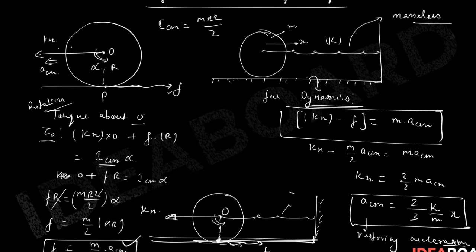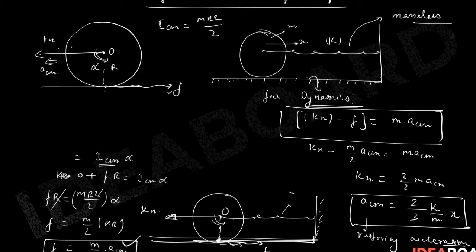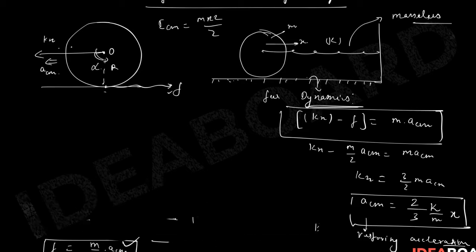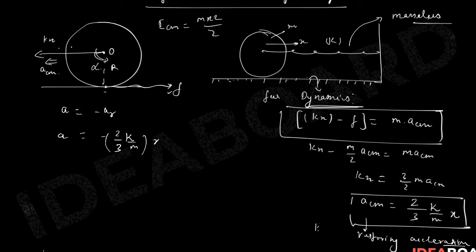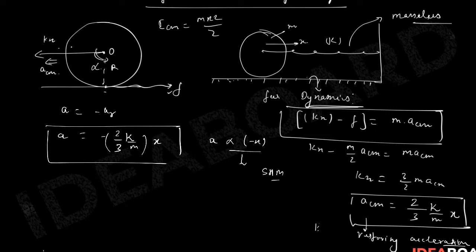So our acceleration in SHM will be given by minus ACM. That means A is equal to minus of A restoring. So A will be equal to minus 2 by 3 k by m into x. Now clearly you can see that A is proportional to minus x. That shows this is the SHM, and if this is the SHM, we can compare A is equal to minus omega square x. This is the general equation of SHM of acceleration.